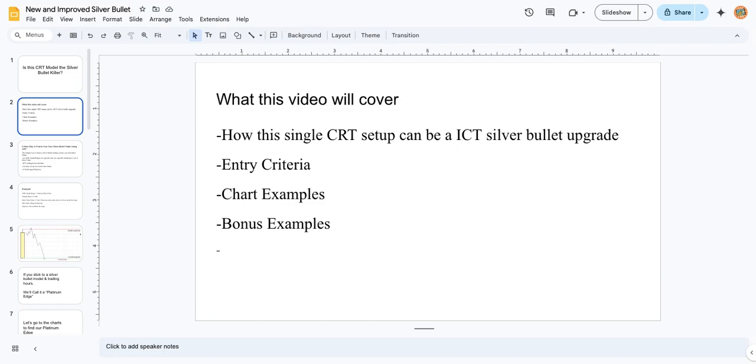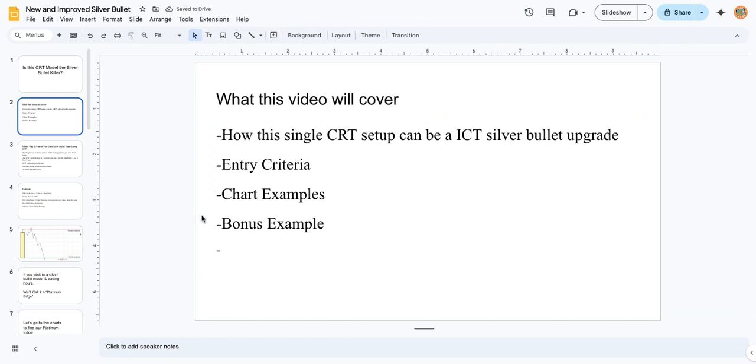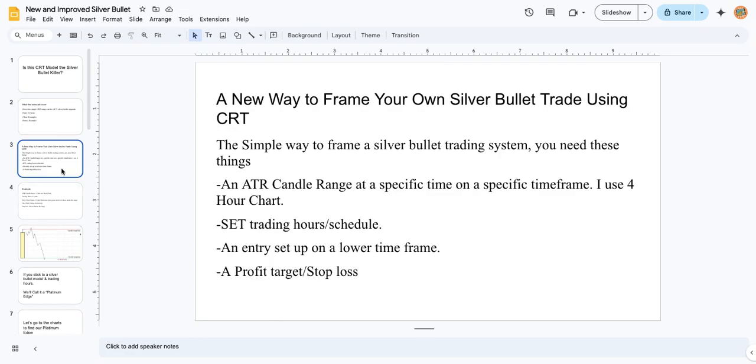If you don't know what the silver bullet model is, you can look it up on your own time. That's really not what I'm trying to get into here. But what we're going to go through is some entry criteria, some chart examples, and a bonus example, singular, not plural, showing you how you can use that model to upgrade and employ it into the candle range theory. So let's take a look.